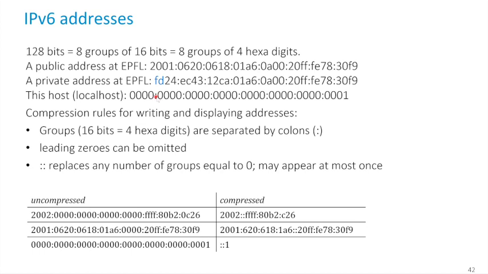4 times 4, so 16 bits. They're separated by colons. And the compression rule is that you can omit leading zeros. For example, if I have here 0A00, I can write it shorter, and my address here, the 0620, can be written as 620.